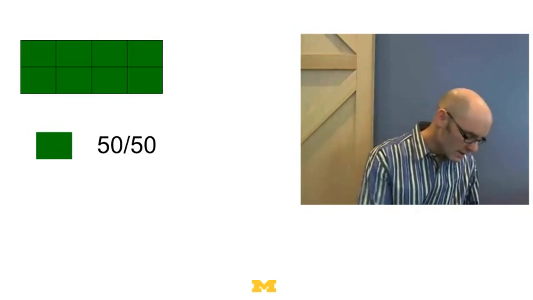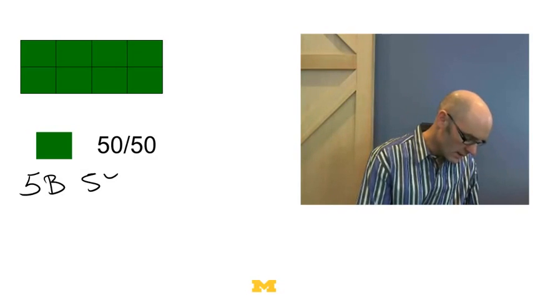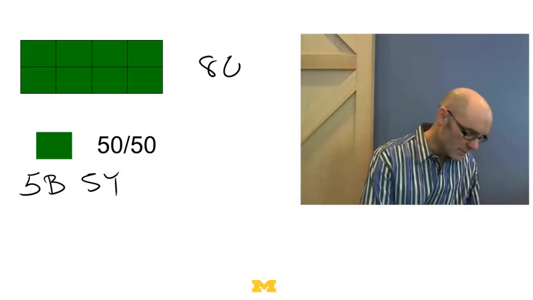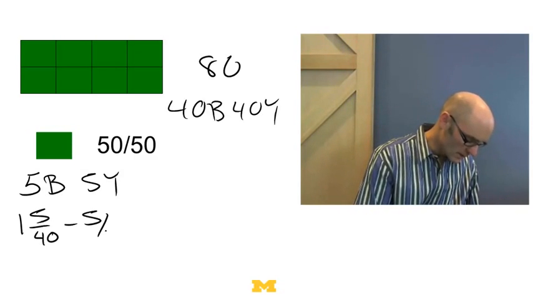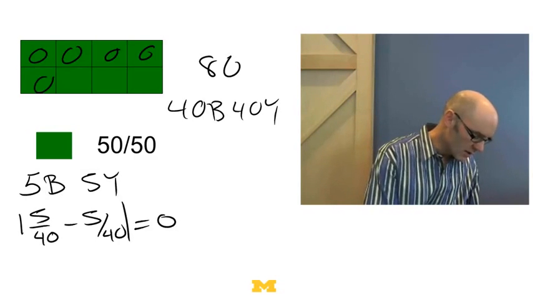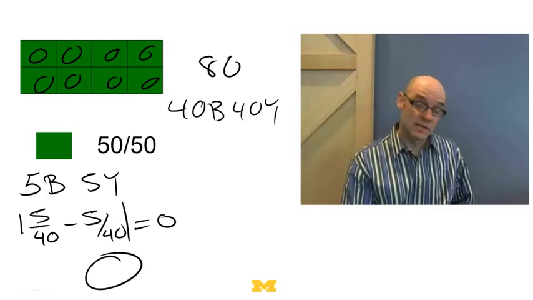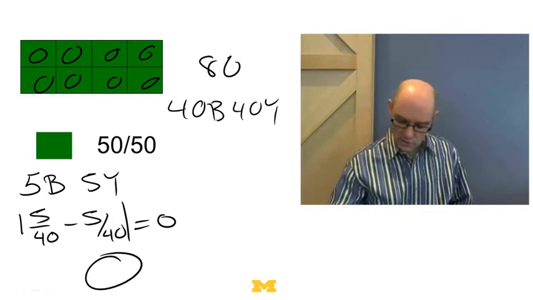So let's start with this one. In each one of these blocks, there's going to be 5 blue and 5 yellow. The total number of blue and yellow, since I've got 8 blocks, I've got 80 people, so there's going to be 40 blue and 40 yellow. So for each one of these blocks, I get 5 over 40 minus 5 over 40, which is 0. So every single block contributes 0, and my total index of dissimilarity is 0. That's great, because if everyone was perfectly mixed, my index would be 0. So it seems like a pretty good index.